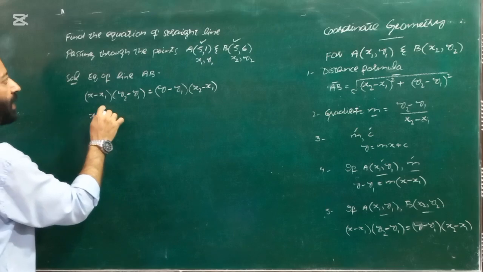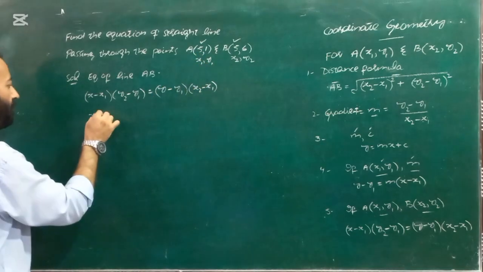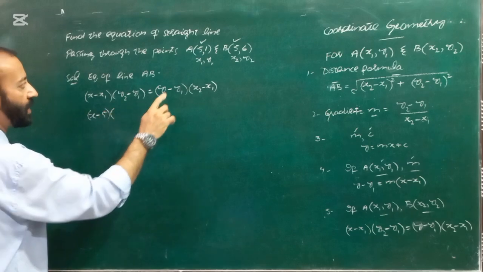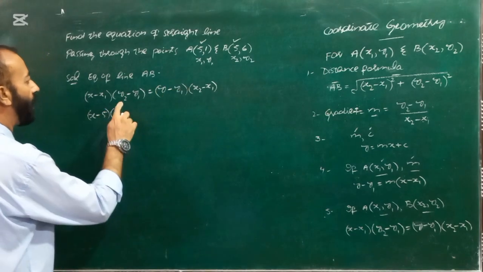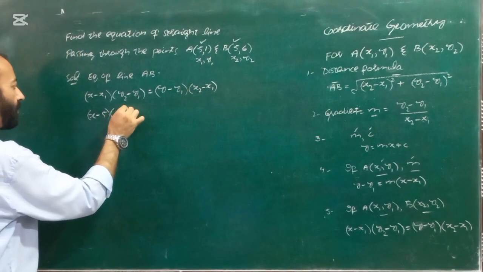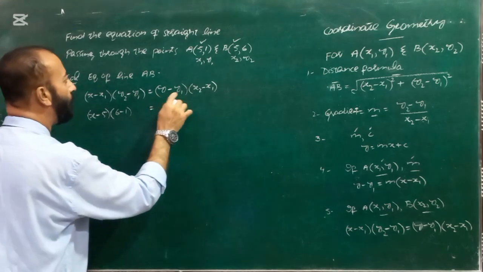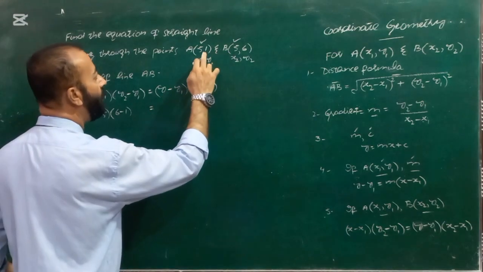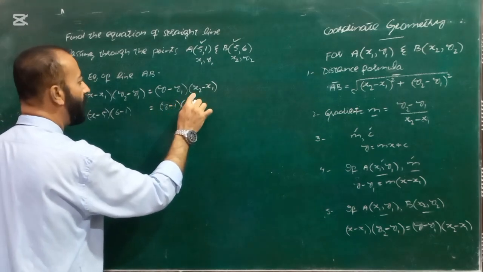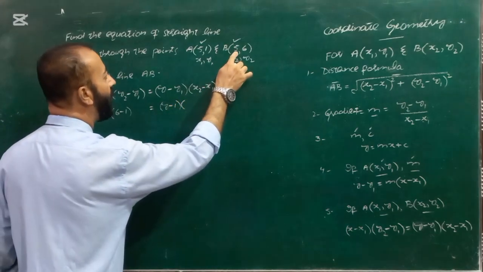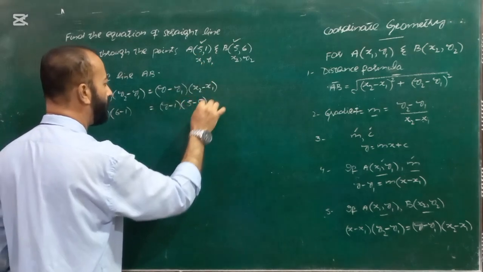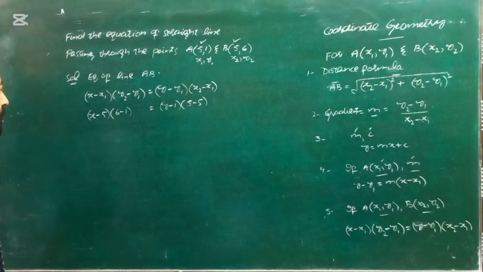So look now, x minus x1. So this is 5. Be very careful when you are putting the values and about the signs. So now y2 minus y1. So 6 minus 1 is equal to y minus y1. So y minus 1 into x2 minus x1. So 5 minus 5. Okay, after putting the values, you will solve it now.